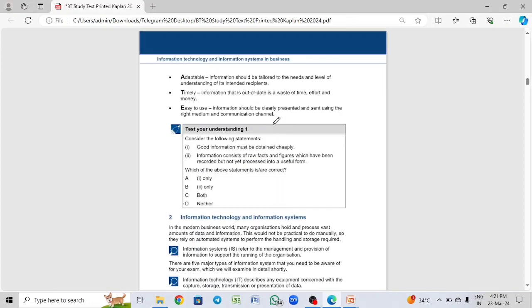Now next is A, adaptable. It should be easily tailored to the needs. Whoever needs whatever information, we will provide them that information. It is not that we give very high level information to managers at a very small level. No, information should be tailored to the needs of the user, right?